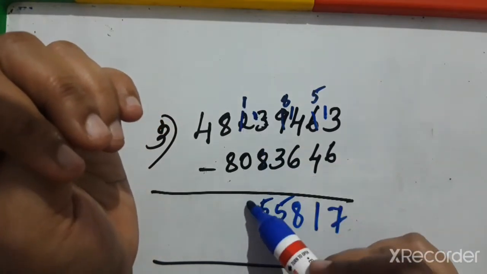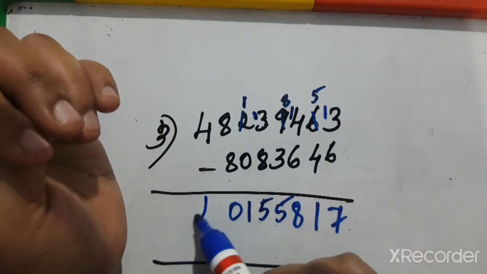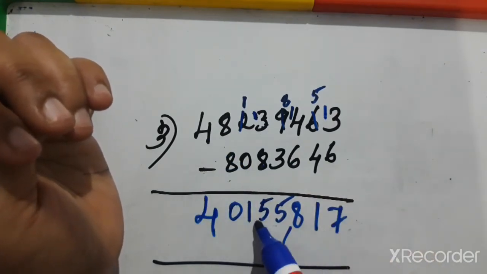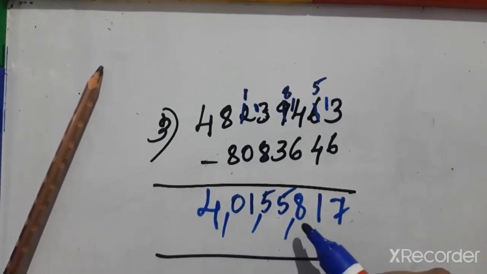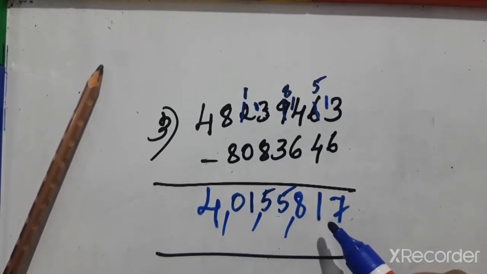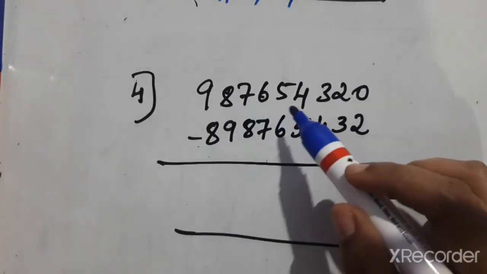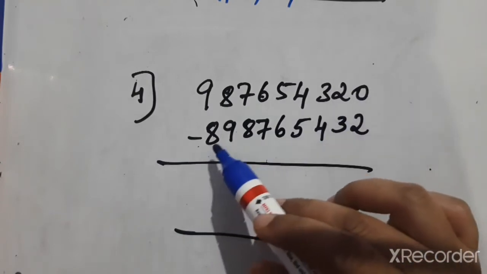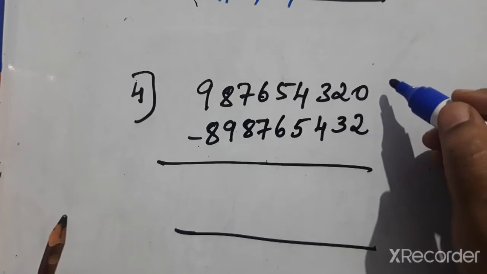Then here 1 minus 0 is 1. 8 minus 8 is 0 and this 4 is here. So 4 crore 1,55,817. Now the fourth question: 987654320 minus 898765432. Now we have to subtract.